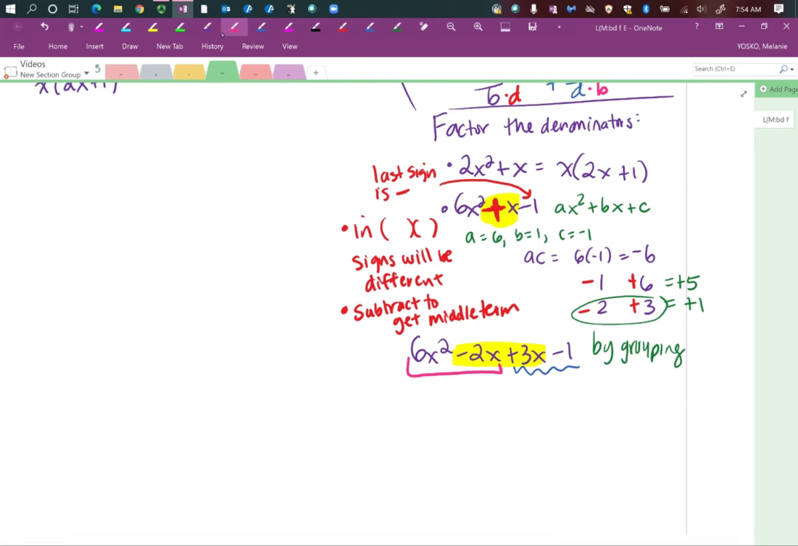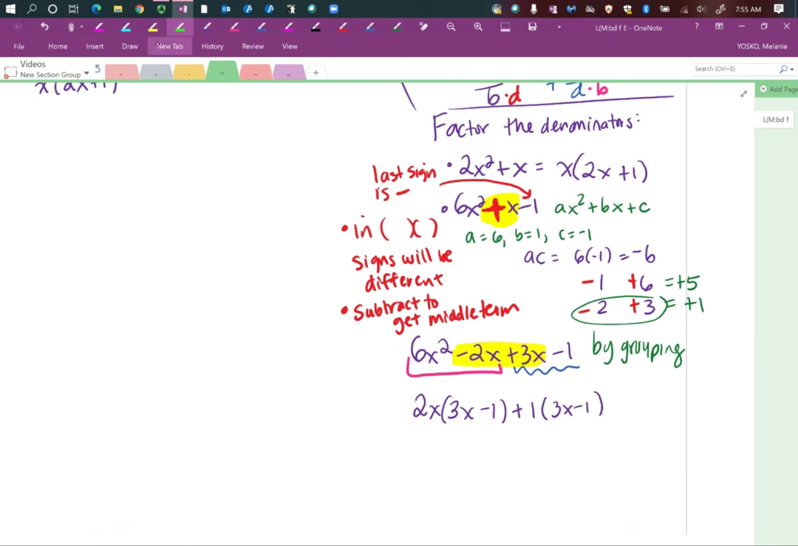Okay, so then we say, what do the first two have in common? So 6x squared minus 2x, the greatest common factor of those is a 2x. 2x times what gives me 6x squared? Well, that's 3x. And then 2x times what gives me negative 2x? That's minus 1. Okay, then look at the back two. What do they have in common? Well, the greatest common factor there is 1. So I'm going to put plus 1 times 3x minus 1.